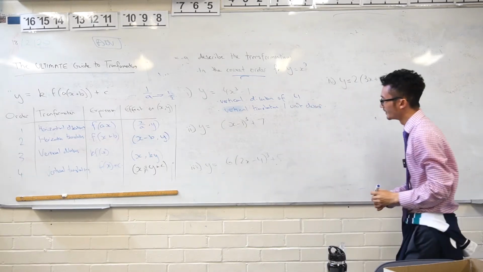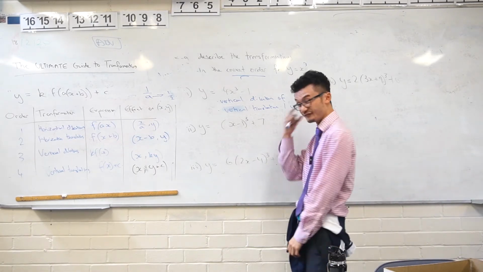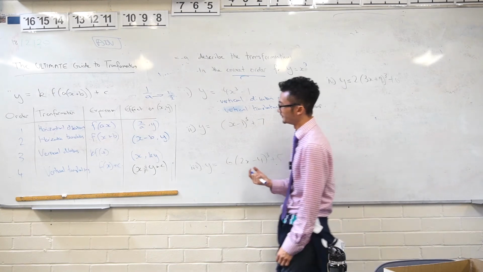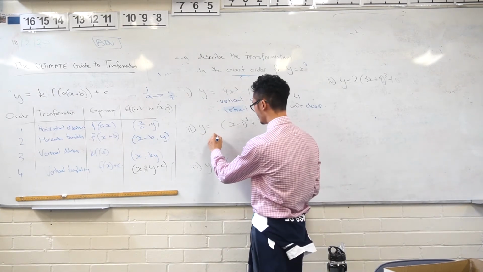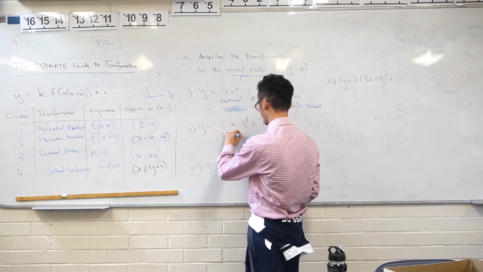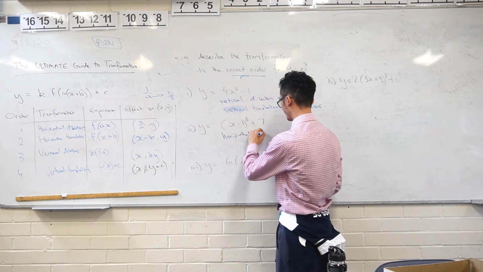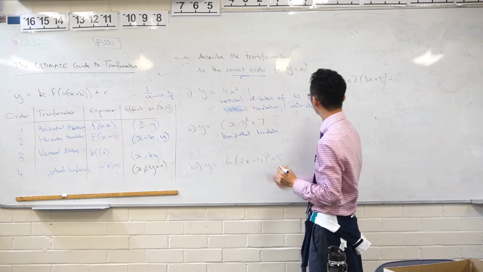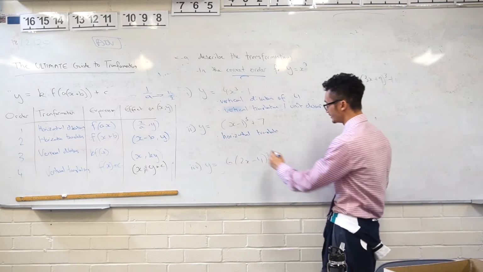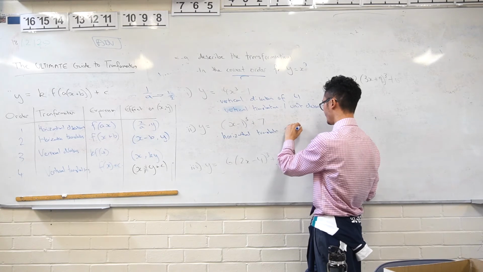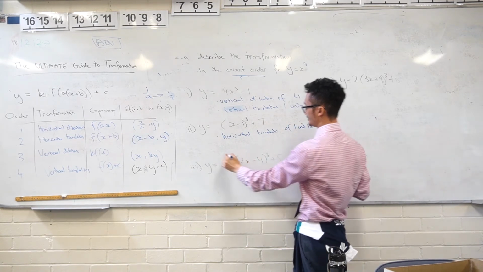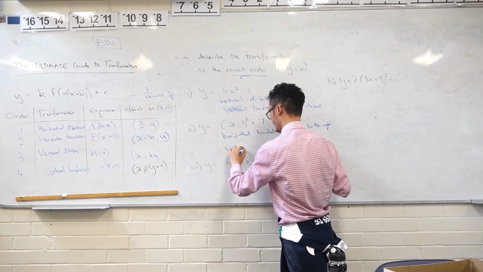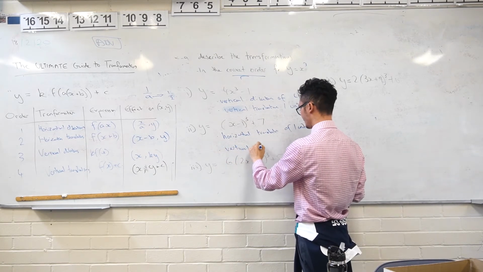Okay, next one. Same idea, what's the first thing that happens? Again, just following this order. We've got a horizontal translation. If it's negative 1, again, we're shifting right. Horizontal translation of 1 unit to the right. And vertical translation is plus 7 on the outside, 7 units up.